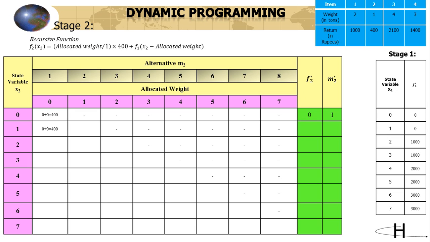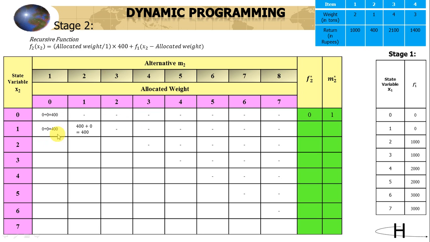Now when we allocate weight 1 ton, the value of the recursive function will be 1 divided by 1 multiplied by 400, so it will be 400 plus f1 of, now x2 is 1 minus allocated weight is 1, so 1 minus 1 it is 0, so f1 for 0 in the stage 1 is 0, so the value of the recursive function will be 400 plus 0, so it will be equal to 400. Now here we cannot allocate weight 2.